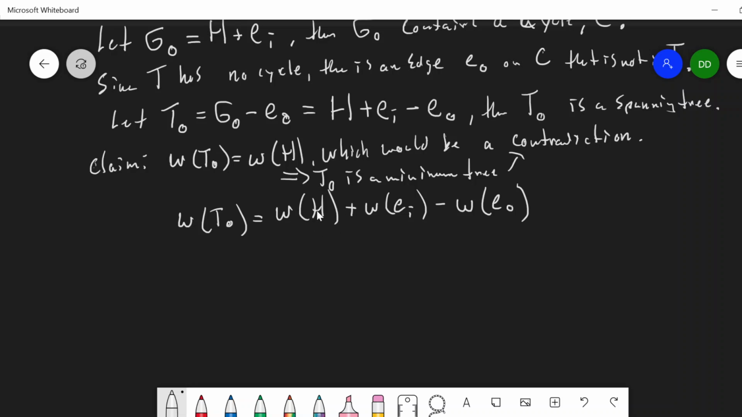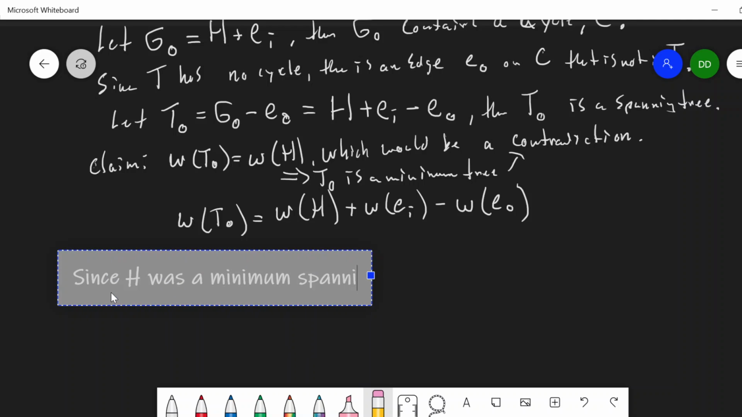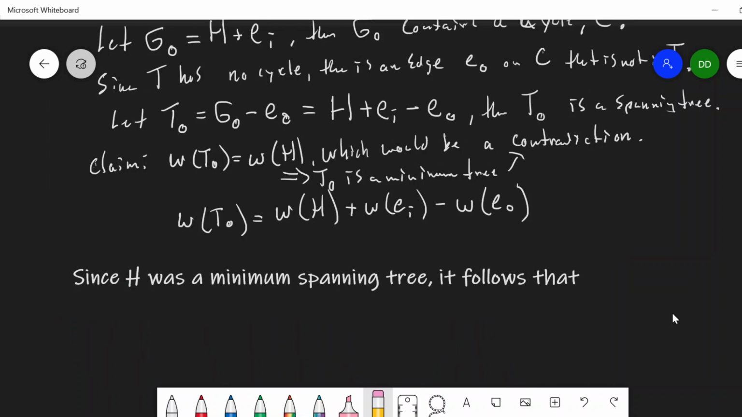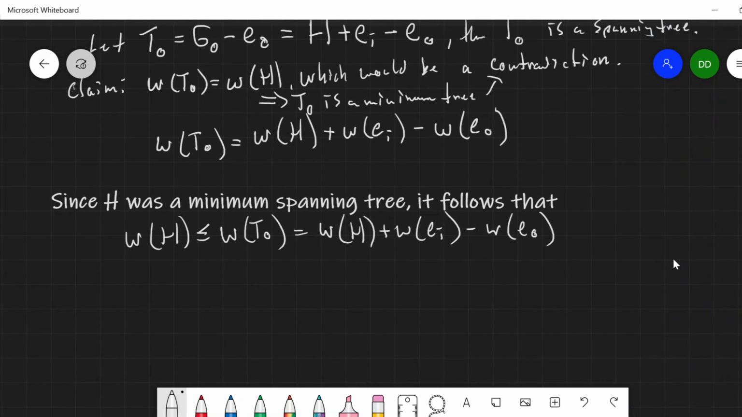So we know H was a minimum spanning tree. Since H was a minimum spanning tree, it follows that the weight of T naught cannot be less than the weight of H. So we would have that the weight of H is less than or equal to the weight of T naught. But that's the weight of H plus the weight of E sub I minus the weight of E sub 0. So we can cancel these H's out and see that the weight of E naught is less than or equal to the weight of E sub I.